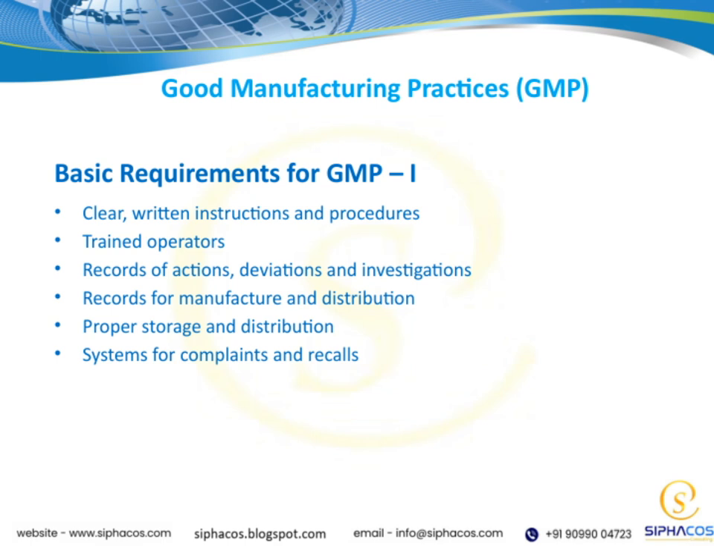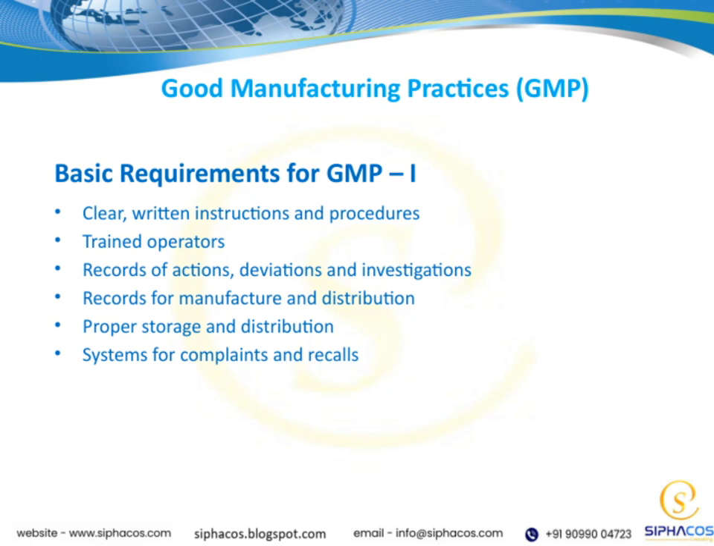We also need thorough records of actions taken, any deviations from procedures, and the investigations conducted. This helps us track what happened and address issues effectively. Additionally, keeping detailed records for manufacturing and distribution is vital for traceability and accountability. Proper storage and distribution are also key, making sure products are stored correctly and reach the right place at the right time, maintaining their integrity.